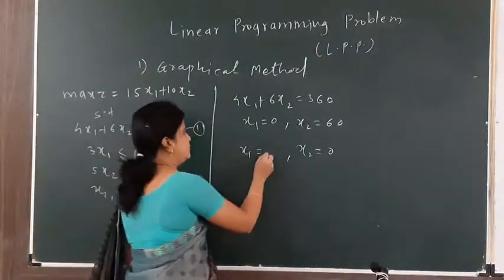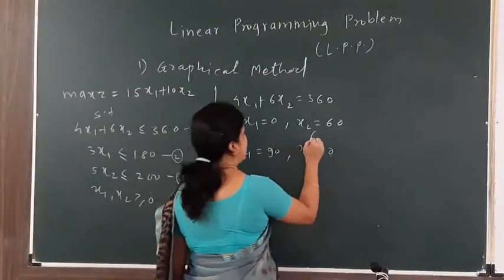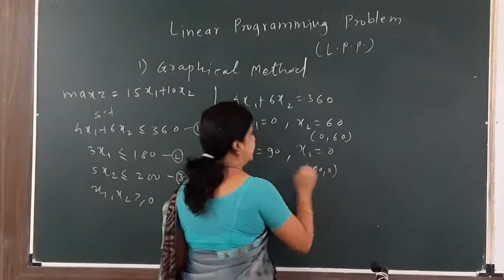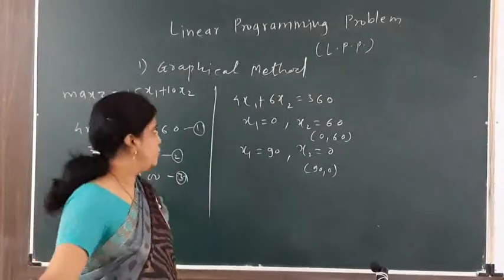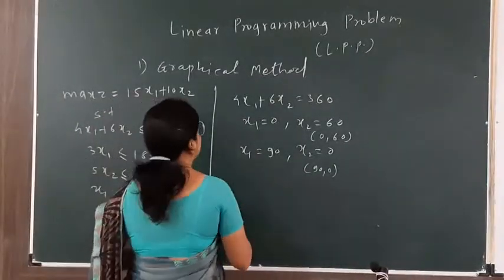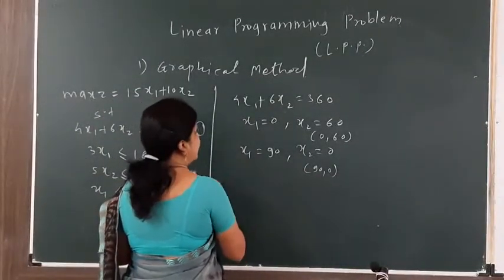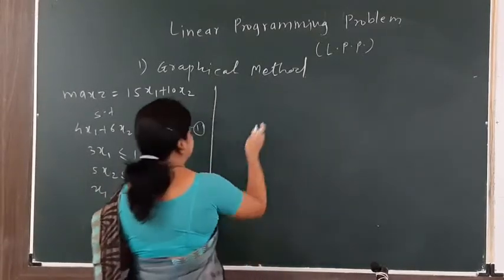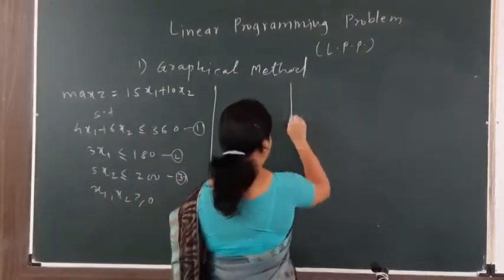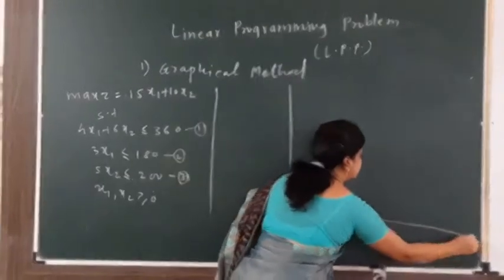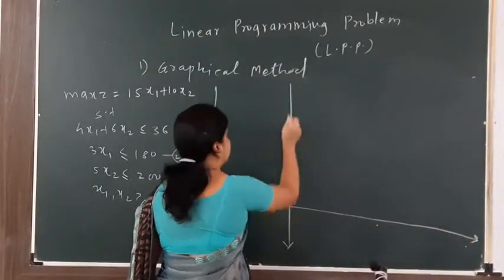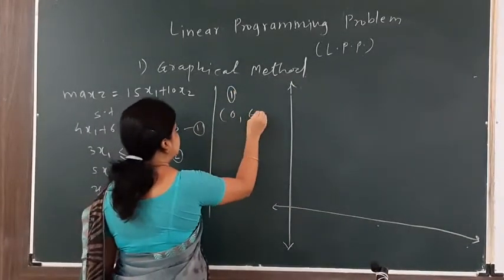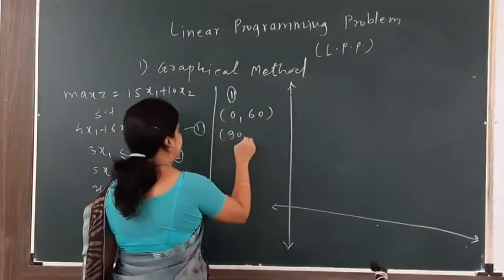90. Okay. So my first coordinate is 0, 60 and the second coordinate is 90, 0. Getting the concept? Okay. So see, for the first line, I can have this. So I can draw the line, I can have the graph over here. Okay. So my graph is, for the first line, I have the points as 0, 60 and the second point is 90, 0.